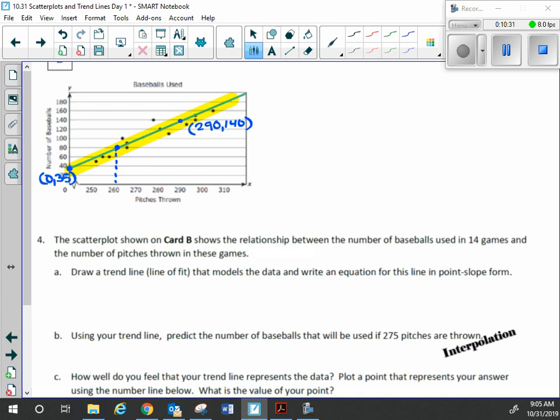We are using estimates here, okay? Right now, we are just using estimates. I will give you more information early next week on how you can get an exact line where everybody would have the same line. Okay, do I have enough information to write point slope form? Yes. Okay, first thing we need to do is find the slope. So 140 minus 35, 105, over 290 minus 0.